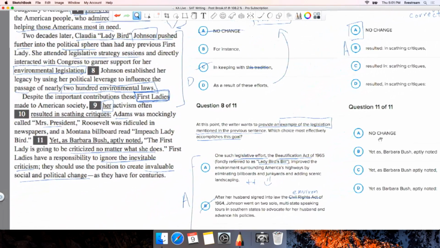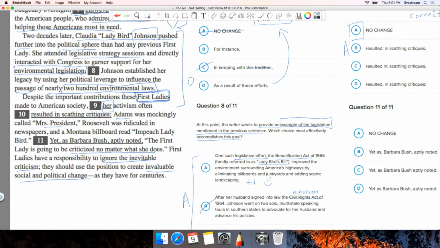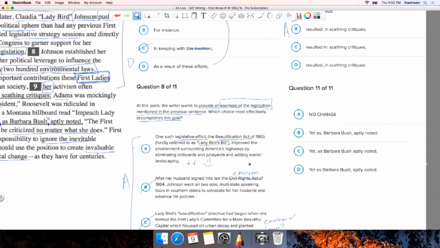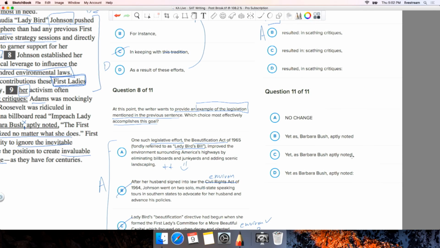And then last question. So mockingly called, impeach Lady Bush. Yet, as Barbara Bush aptly noted, the First Lady is going to be criticized no matter what she does. So yet, comma, as Barbara Bush, comma, aptly noted, the First Lady is going to be criticized no matter what she does. Okay, so is there an issue here? So yet, comma, looks good, as Barbara Bush, comma, aptly noted. So I don't think I need this second comma because this is all part of the same prepositional phrase. So as Barbara Bush aptly noted. So I don't think I need that second one, and that should be a fix. So yet, comma, as Barbara Bush aptly noted, comma. Okay, yep. So that one gets me there.